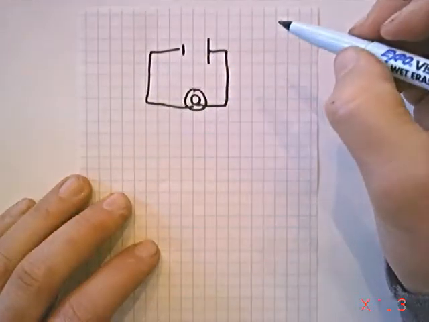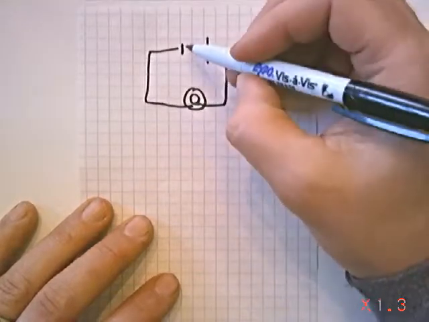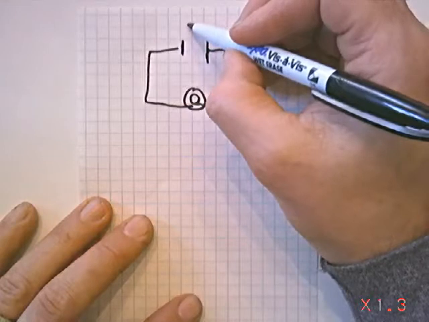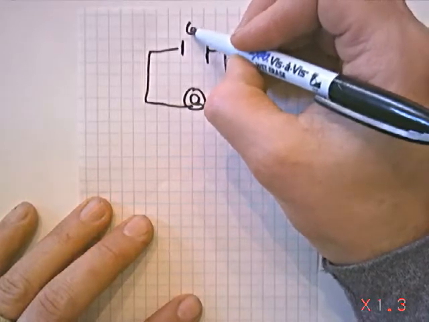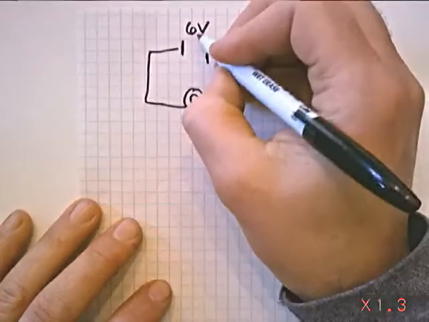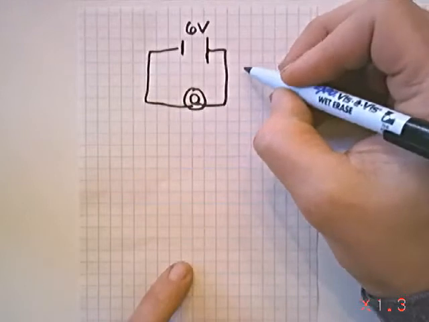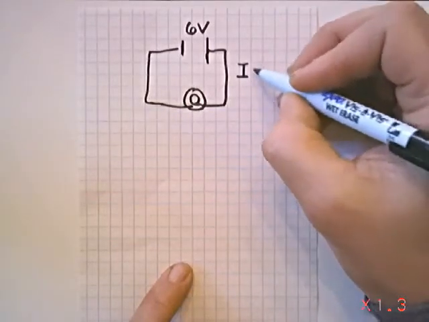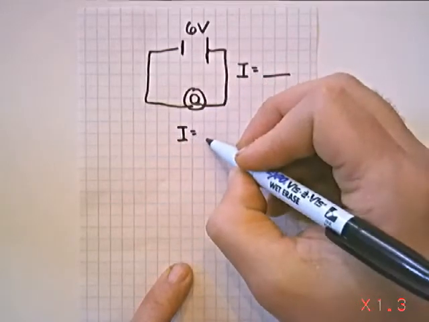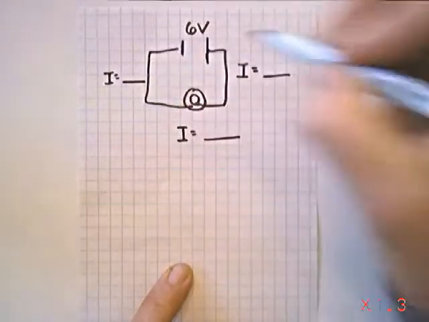I'm going to go ahead and tell you some information. One, the wires connecting to the light bulb have no resistance. Two, the battery we're going to use, let's just use a 6-volt battery, a flashlight battery. So that's one bit of information, the voltage of the battery. There's a number of things we're going to have to find. We're going to have to find the current in the wire, and the current in the light bulb.